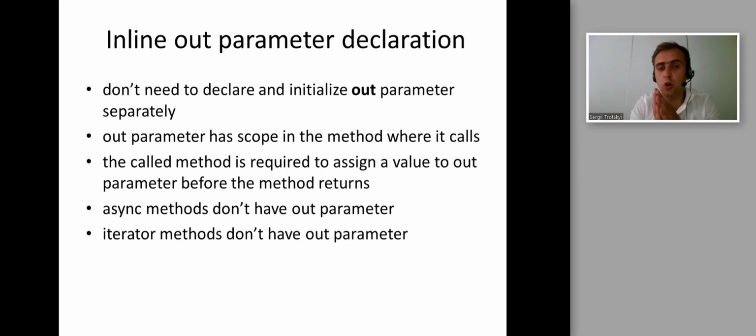The out parameter has scope in the method where it is called. And the called method is required to assign a value to the out parameter before the method returns. If you do not assign the value, the compiler will throw an error. Async methods don't have out parameters, and iterator methods don't have out parameters because of their nature. When the compiler sees, for example, an iterator method, it means that the compiler will create a state machine object. So that's why it's prohibited.